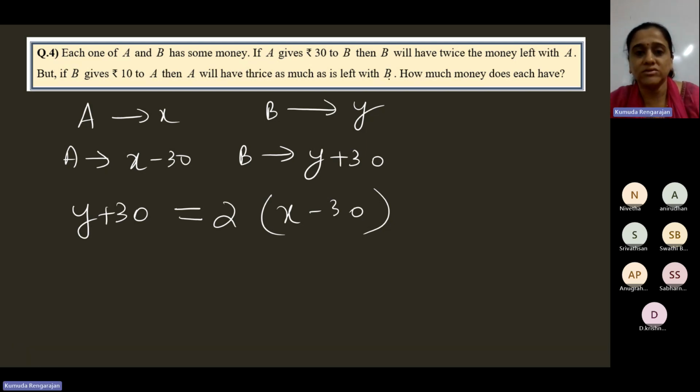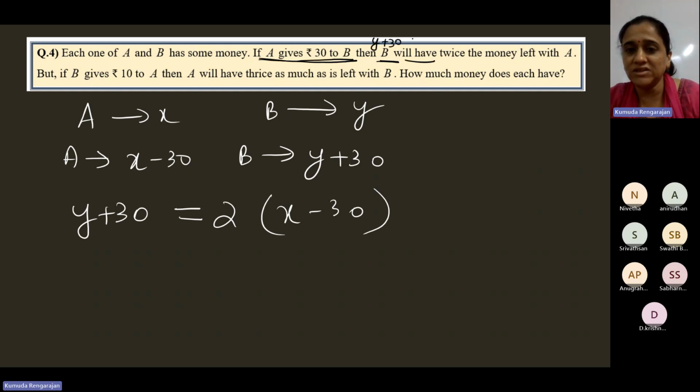We can do it here also. If A gives 30 to B, A gives 30 means X minus 30, B is receiving 30, so Y plus 30. So that's clear, right? X minus 30 because A is giving, and Y plus 30 because B has received that money. Okay, keep that in mind. So if A gives rupees 30 to B, then this is the equation part. B has how much? Y plus 30.